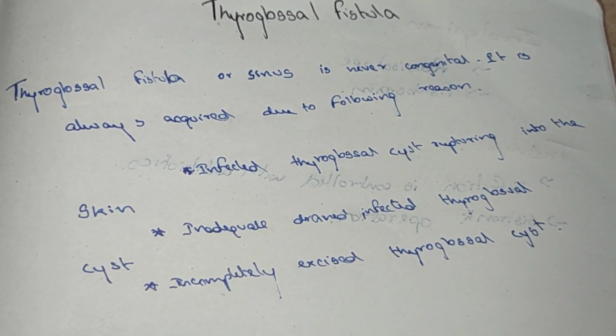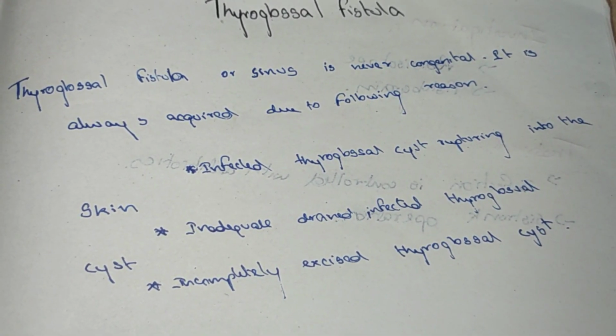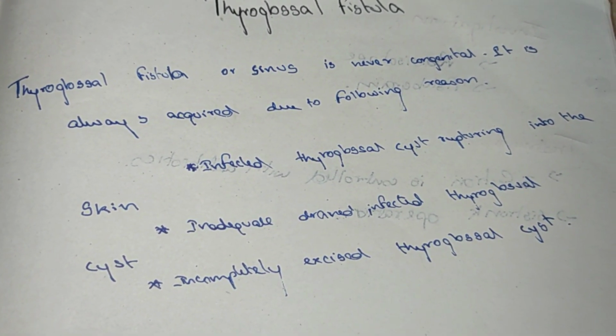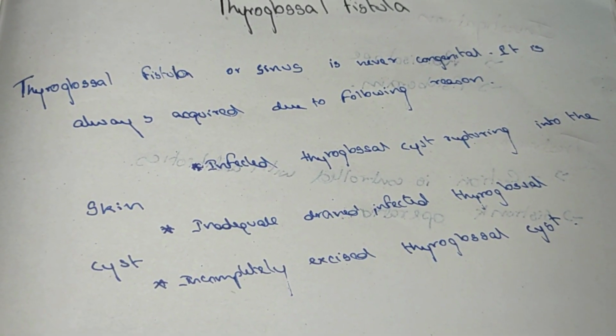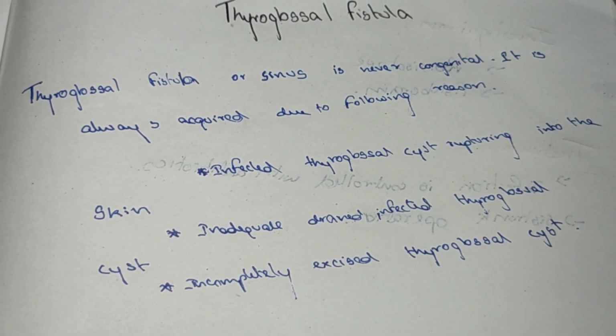The difference between fistula and sinus, I have already uploaded a video on it. The fistula is just like a tube in shape which has 2 openings. Sinus has only 1 opening. This fistula or sinus can never be congenital.